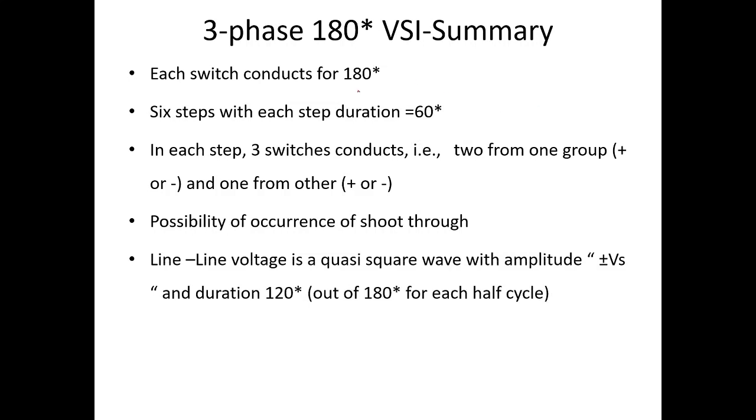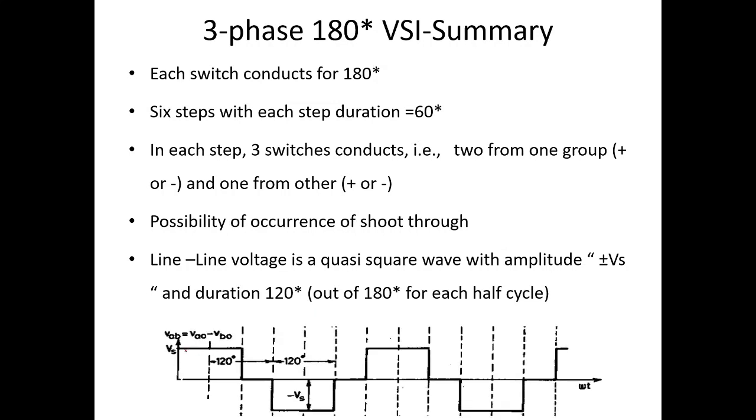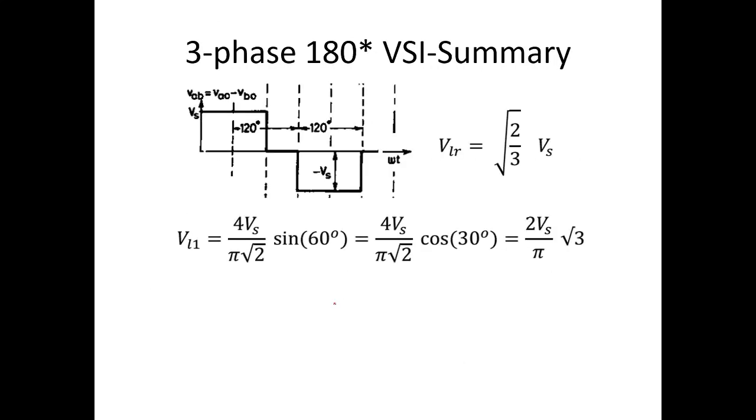The line to line voltage is a quasi square wave with amplitude plus or minus Vs and a duration of 120 degrees. You can see this is 120 degrees duration: plus Vs for 120 degrees and minus Vs also for 120 degrees. This is the line to line voltage between A and B phase.